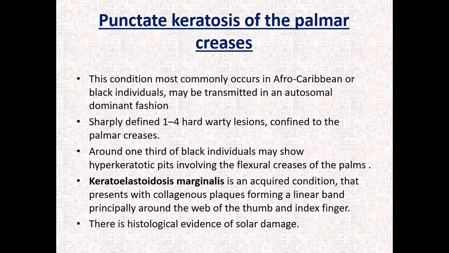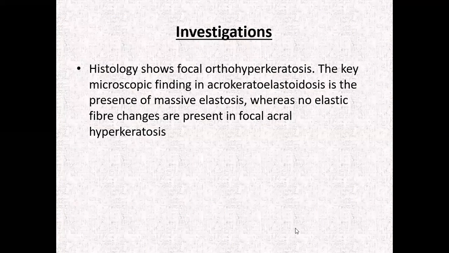Keratoelastoidosis marginalis is an acquired condition that presents with collagenous plaques forming linear bands, principally around the web of the thumb and index finger. There is histological evidence of solar damage as well. On histology, there is focal orthohyperkeratosis. The key microscopic finding in acrokeratoelastoidosis is the presence of massive elastolysis. But in focal acral hyperkeratosis, there is no elastotic fiber disruption.